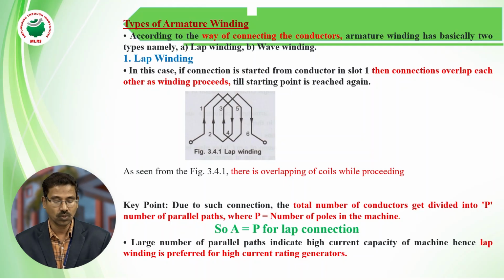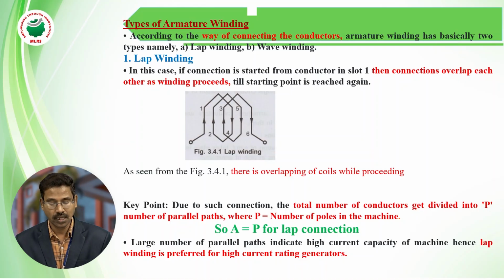The next topic is the types of armature winding. Based on the connection of the armature winding, this armature winding is classified into two types. One is lap winding, the second one is wave winding.